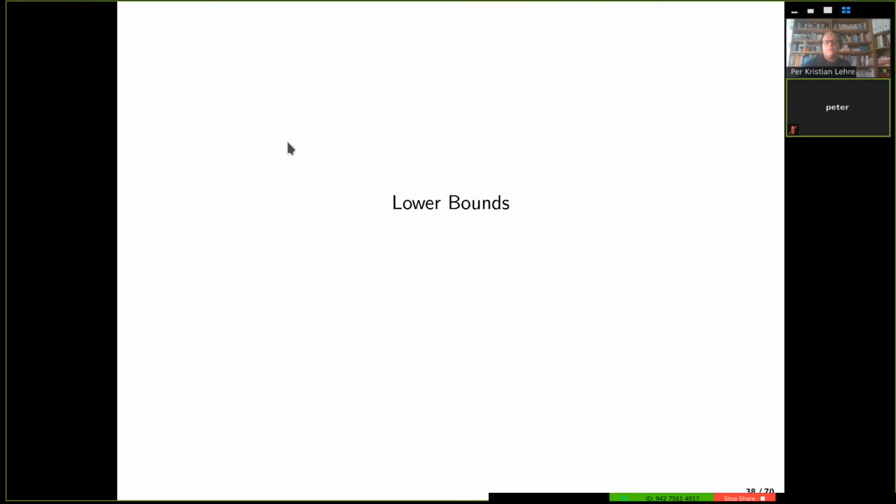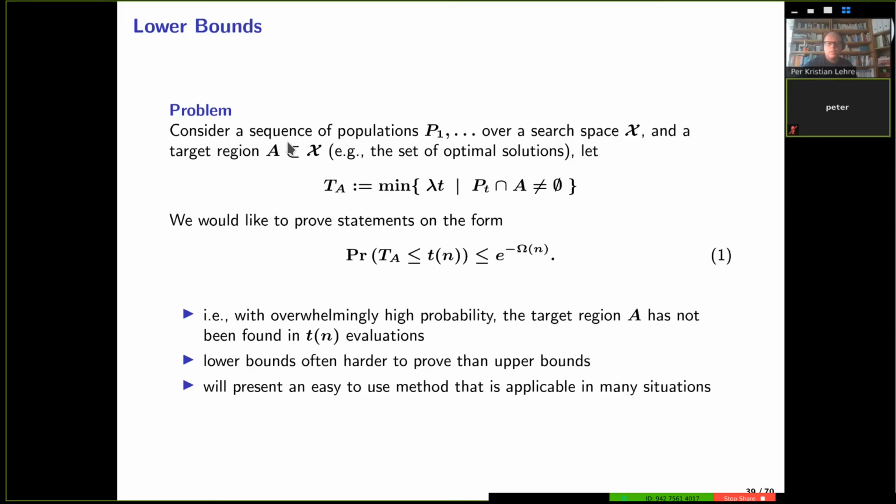So far we've talked about how we can prove upper bounds on the runtime. Now we're going to look at lower bounds. In many cases we're interested in showing when evolutionary algorithms are inefficient, so that they need a lot of time with high probability to find a target set or to find some optimal solutions. I'm going to present a technique called the negative drift theorem for populations.